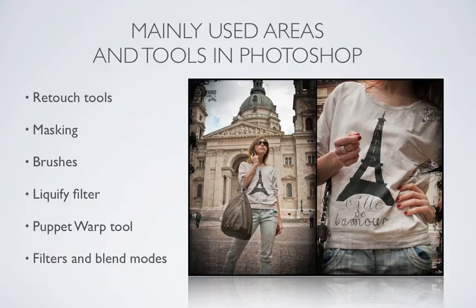The Liquify filter is one of the essential filters we use in Photoshop. And good news, in Photoshop CS6 they improved it a lot, so it works much better now. Puppet Warp was introduced in CS5. Again, a big improvement for retouching. It actually helps a lot to redefine the posture of models, so you can change the whole body with that really easily. And filters and blend modes are also very important.